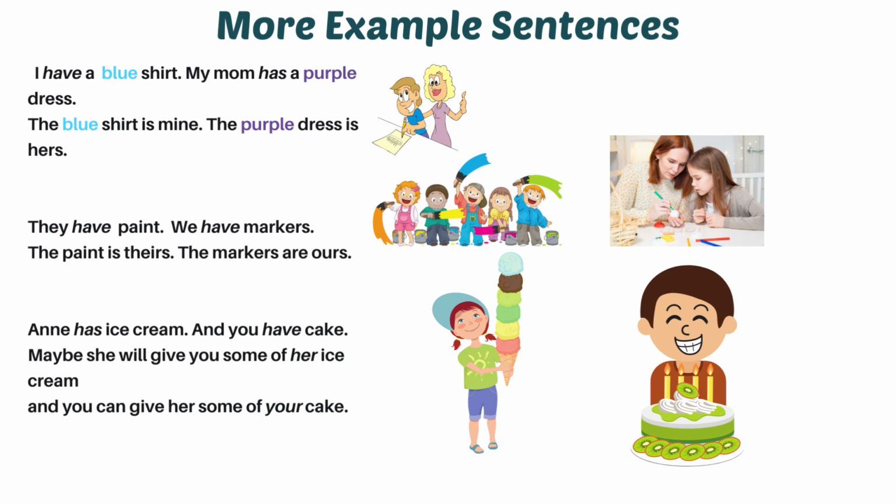They have paint. We have markers. The paint is theirs. The markers are ours. They are our markers. The girl has ice cream, and you have cake. Maybe she will give you some of her ice cream. Maybe you can give her some of your cake.